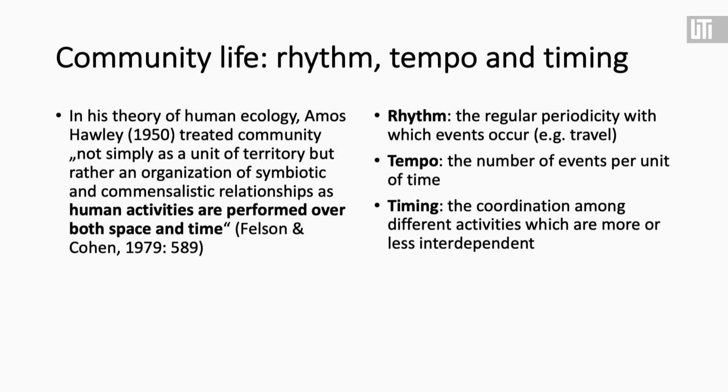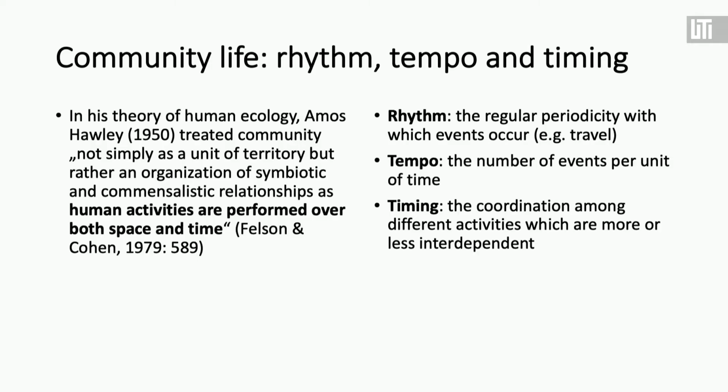Let's say, for example, all stores in the city open at 9 a.m. Now, the tempo is the number of events per unit of time. So let's say the number of visitors to a supermarket between 10 a.m. and noon. And the timing is then the coordination among different activities, which are more or less interdependent.